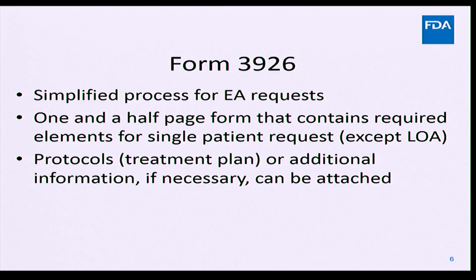So I mentioned the form 3926. I don't have an example here, but it's basically a 1.5-page form that makes it much easier for physicians and their patients to complete the process. You fill out this form, get a letter of cross-reference from the company, and we can approve the single patient request based on this form. I think it's helpful for commercial sponsors, if they're using this, to provide a monitoring plan, especially if the investigator doesn't have a lot of experience with that drug. I think that can be very useful. And as I mentioned, protocols or additional information, if necessary, can be attached.